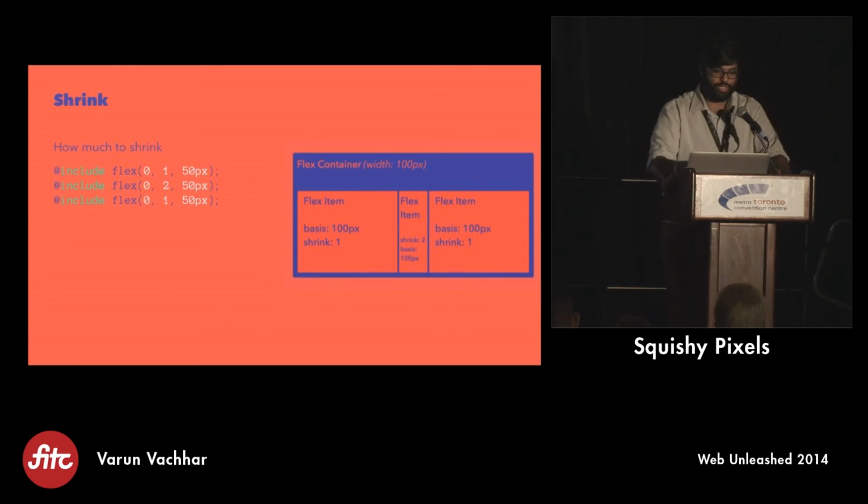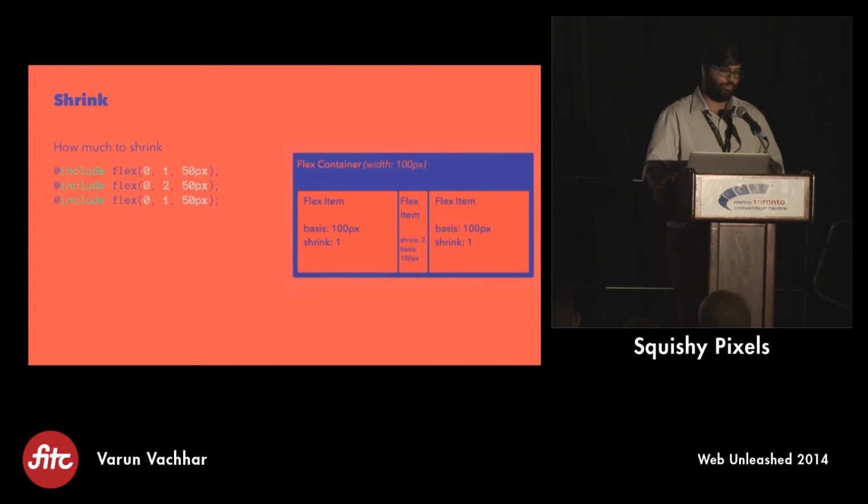And then the last property is shrink. Shrink determines how much the item will shrink relative to the other items if there isn't enough space. For example, in this case, the container again is set to 100 pixels, and all the items are set to 50 pixels for their basis amount. So clearly there isn't enough space for all of them to fit in there.